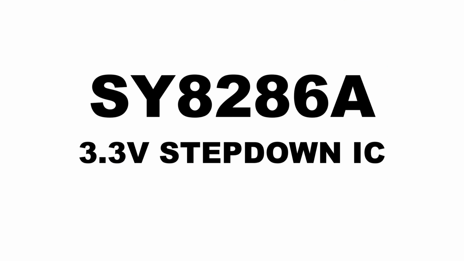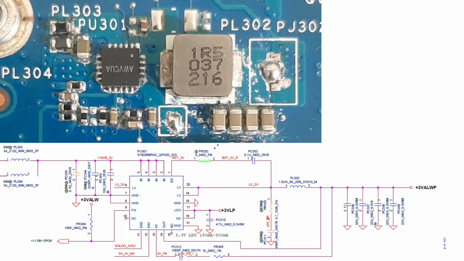Here is the step down IC. The IC number is S5A286A. Here it looks like this. So how does it look? Just a minute, I'll take the pen. See here, this is the notch. From here, pin number 1 will start.